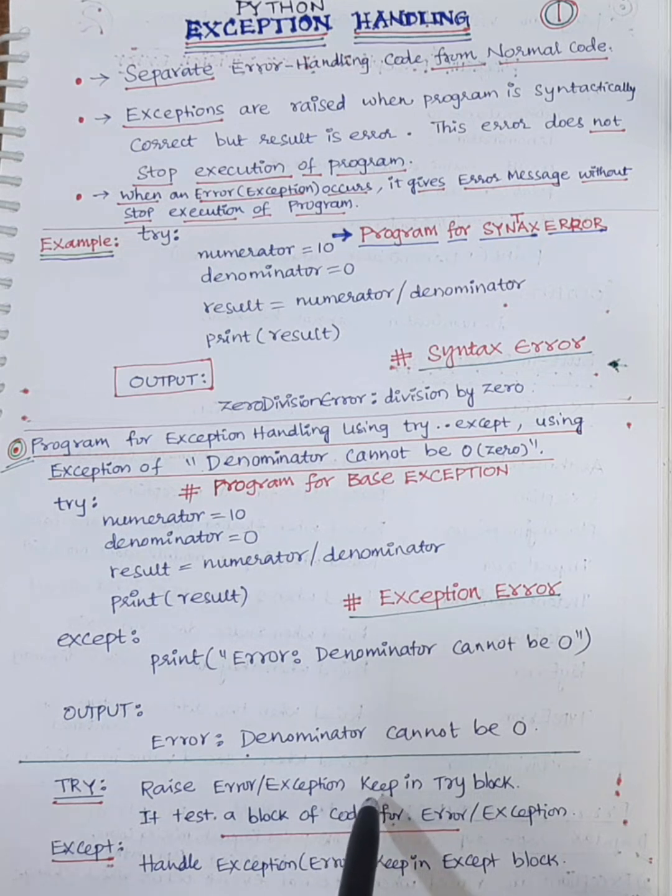We keep the code in the try block. This try block will test the code for the error or exception. In the except block, we are going to handle the error or exception.